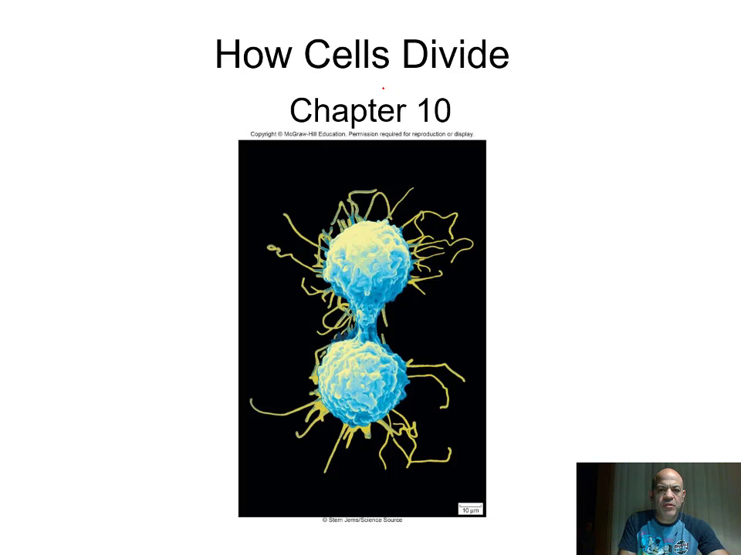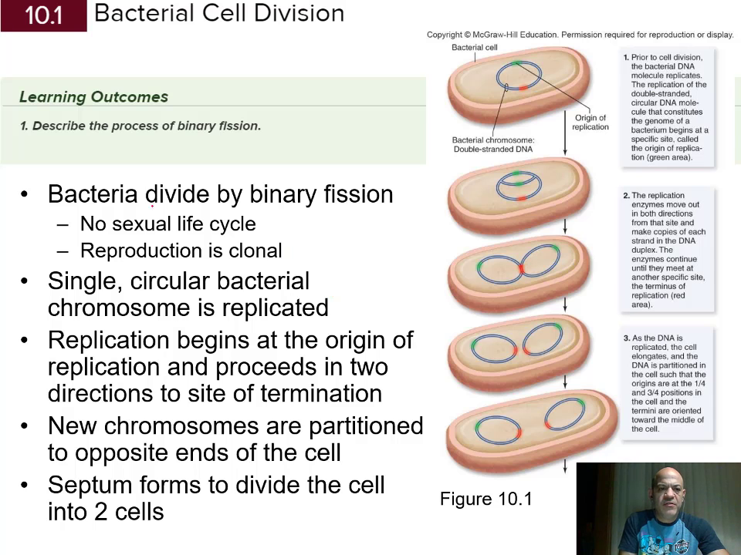So in this topic, we're going to be going over how cells divide, or cell division. And in our first section, we're going to describe the process of binary fission, which occurs in prokaryotes. So here, bacteria are going to divide by a process called binary fission, and the process is modeled here in figure 10.1. It's not a sexual life cycle in that you don't have two parents combining genetic information.